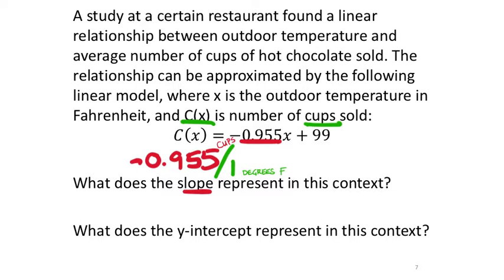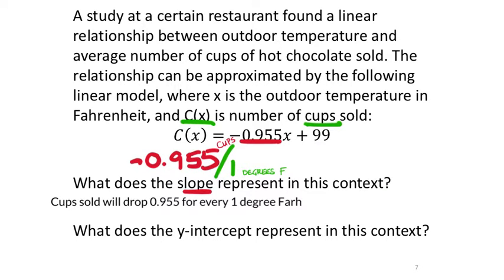So let's go ahead and write this out then. So the slope, what does it represent? Let's go ahead and put something in here. The negative, by the way, for our negative 0.955 means that the cups sold will drop. Again, that's addressing the negative part of it. 0.955 for every 1 degree.